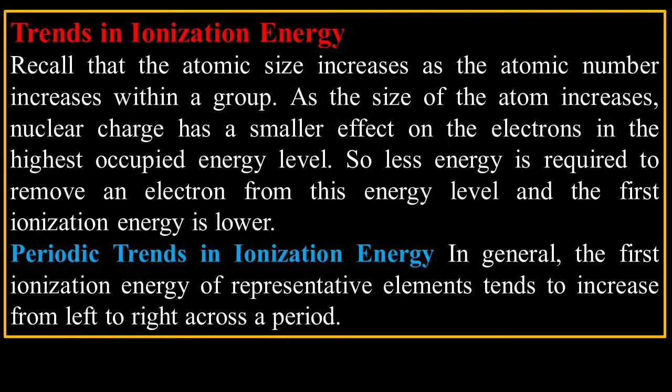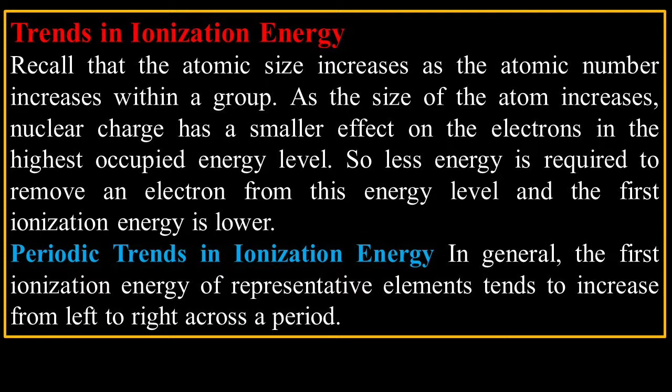Why are the top peaks noble gases? Recall that the atomic size increases as the atomic number increases within a group. As the size of the atom increases, nuclear charge has a smaller effect on the electrons in the highest occupied energy level. So less energy is required to remove an electron from this energy level, and the first ionization energy is lower.